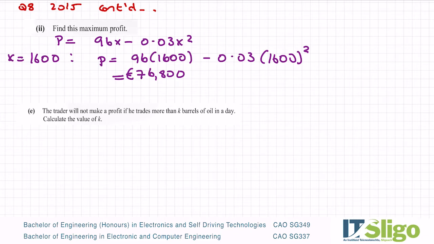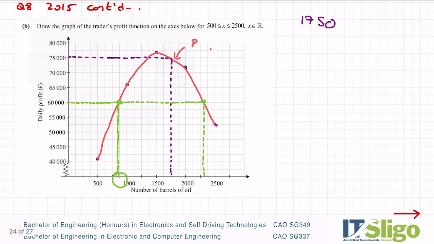And the final part then, part E: the trader will not make any profit if he trades more than K barrels of oil in a day. Calculate the value of K. So he'll not make any profit if he trades more than K barrels of oil in a day. So let's go back to the table and see if that makes sense. So this is daily profit. So you can see he has no profit, obviously, if he trades no barrels of oil. But you can see after a length of time, his profit will reduce back down again.